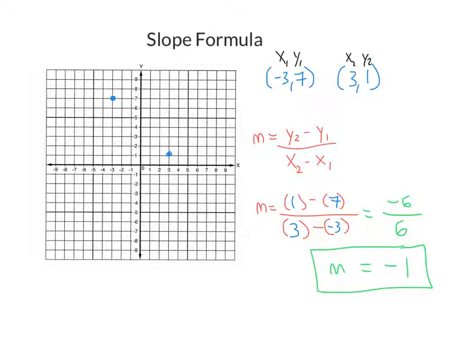So the slope is the rate of change. That means it goes down 1 over 1, down 1 over 1, down 1 over 1, down 1 over 1. And if you kept going, you would eventually hit the points. All right, hit that other point. And hopefully that makes sense.